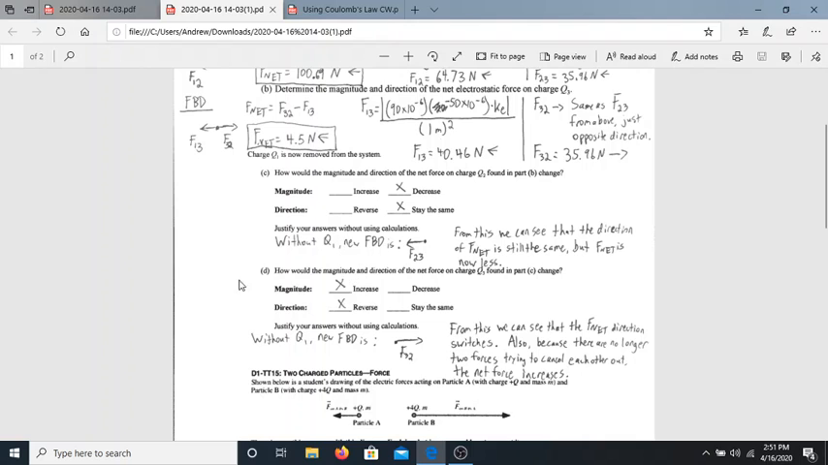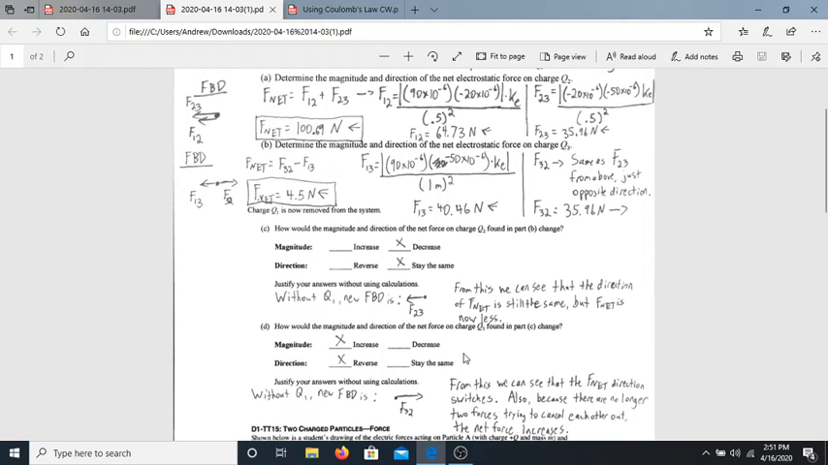All right. Now, for Q3, it's a little bit different. We know that the FBD for Q3 originally had two forces, but one was going to the right, one was going to the left, which means they tried to cancel each other out. If we take out charge 1, the new FBD only has one force acting on Q3, the force from the second charge, which means now the only force acting on it is pushing it to the right. So the direction actually changes, because we saw up here the net force is to the left. Now the net force is to the right.